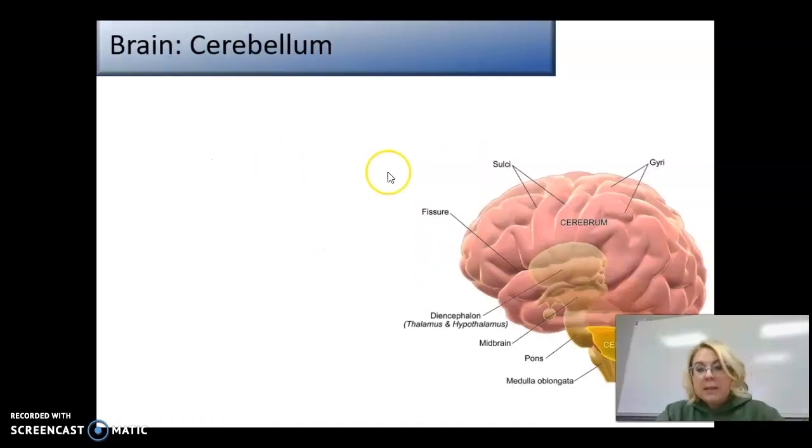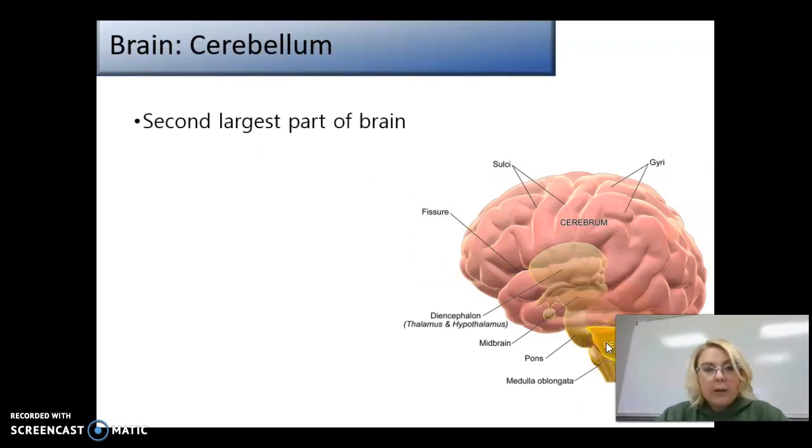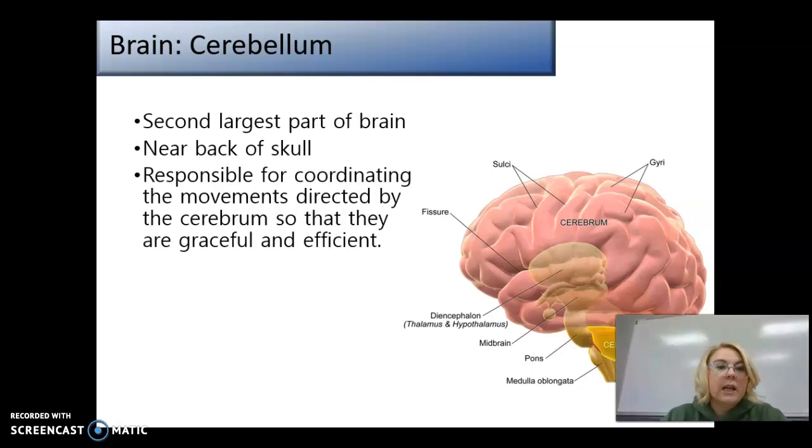The cerebellum is this part down here at the bottom. It's this yellow part down here. And it is the second largest part of the brain. It is near the back of the skull. And it is responsible for the movements directed by the cerebrum so that they are graceful and efficient.